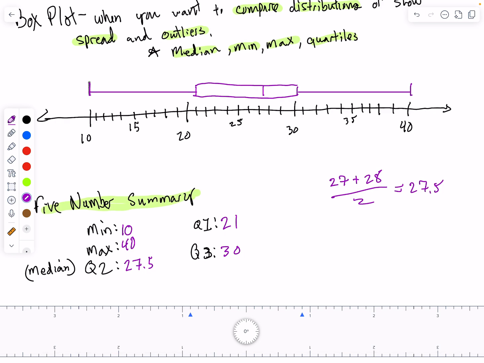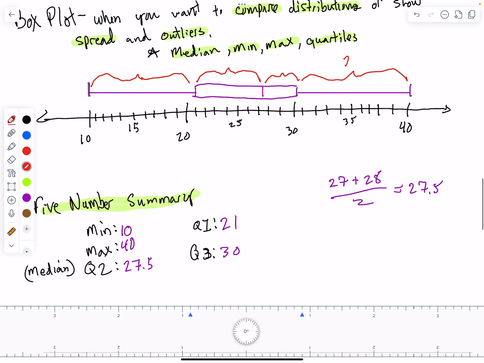Now, if you remember, this is the unique thing about box plots: it breaks things up in terms of quarters. So each of these sections represents 25% of the data. Meaning, 25% of the data falls within here, 25% of the data falls within here, 25% here, and 25% here.